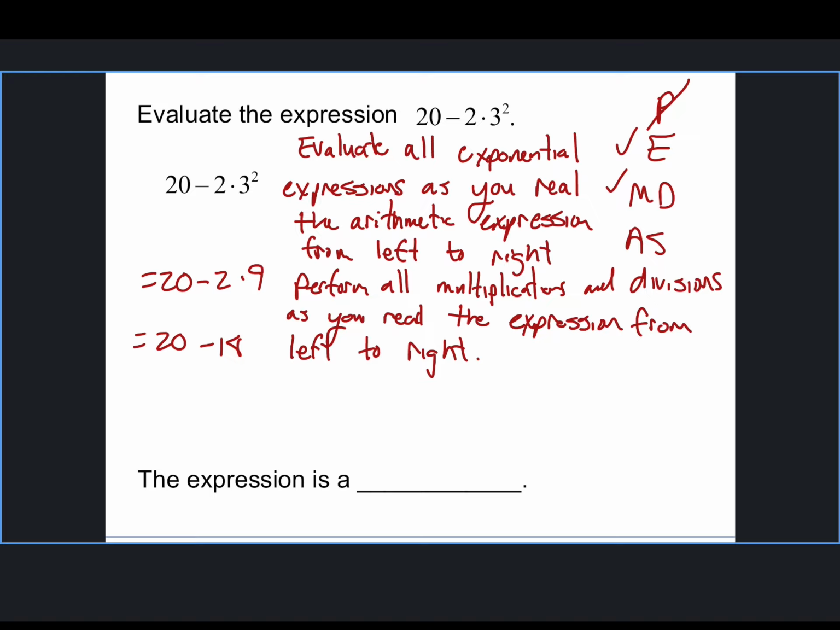Do you see the methodical process I'm taking to go through each and every step of this order of operations? This is how you need to approach these problems. Because if you try and rush through it, you'll get out of order and you'll make a mistake.